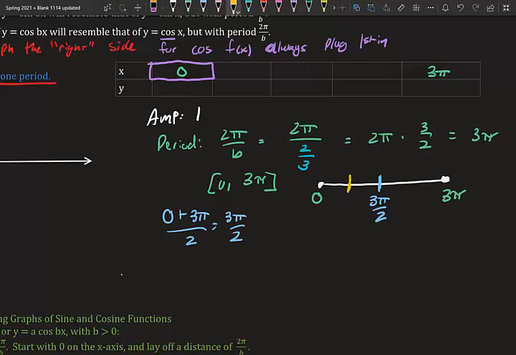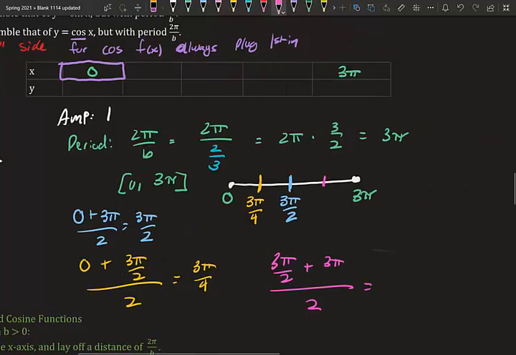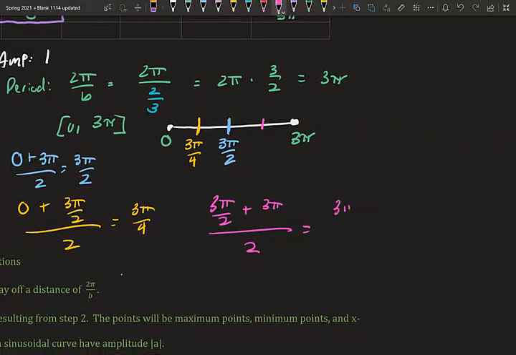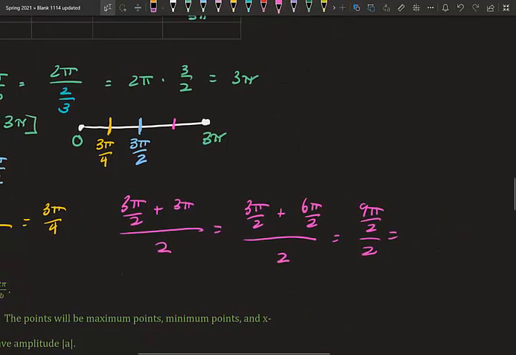Now we need to find the first quarter point. So it'd be 0 plus 3 pi over 2 divided by 2, and we get 3 pi over 4. Now, last thing we need to do is find the last quarter point. So we do 3 pi over 2 plus 3 pi, and all divided by 2. So we have 3 pi over 2 plus 6 pi over 2, all divided by 2. We're left with 9 pi over 2 divided by 2, which is 9 pi over 4.